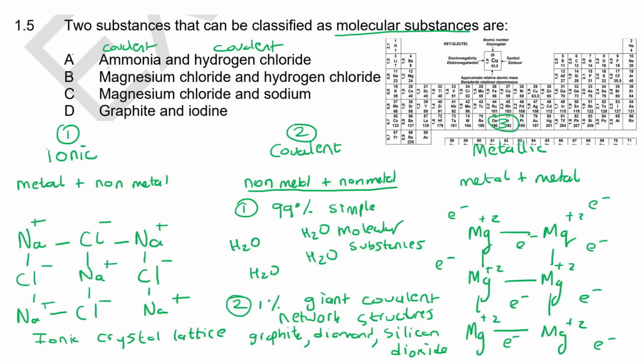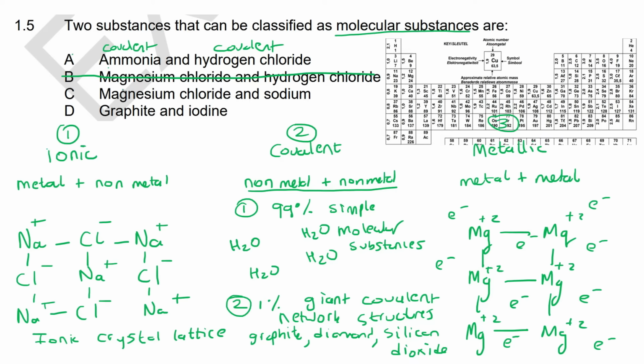Let's quickly go down to B. This one has magnesium in it. Now magnesium is a metal. So this definitely cannot be the answer, because as soon as it's got a metal, then it's either ionic or metallic. It doesn't matter which one it is, because we know that for it to be covalent, we need two nonmetals.